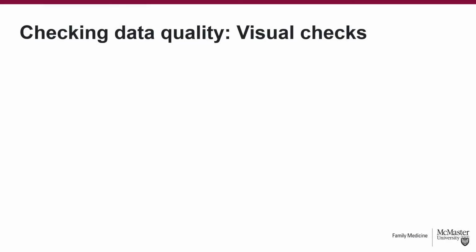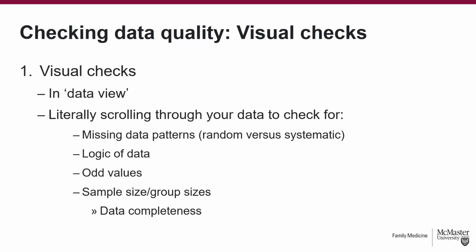But the most basic thing you want to do is a visual check. This is typically in your data view tab, and you are literally scrolling through your data to check for anything that's weird. So these are some good questions to ask yourself.